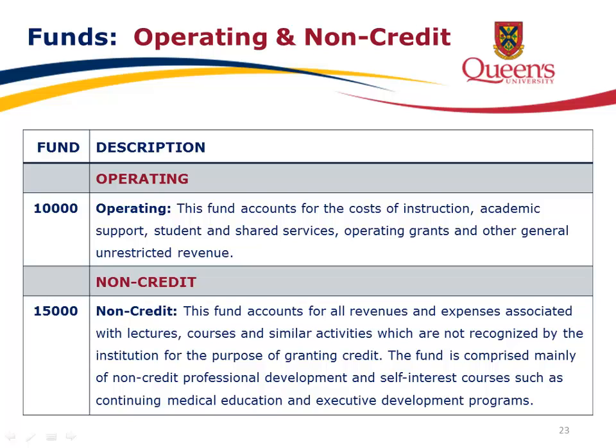This fund accounts for the costs of instruction, academic support, student and shared services, operating grants, and other general unrestricted revenue. Fund 15,000, the non-credit fund, accounts for all revenues and expenses associated with lectures, courses, and similar activities which are not recognized by the institution for the purpose of granting credit.